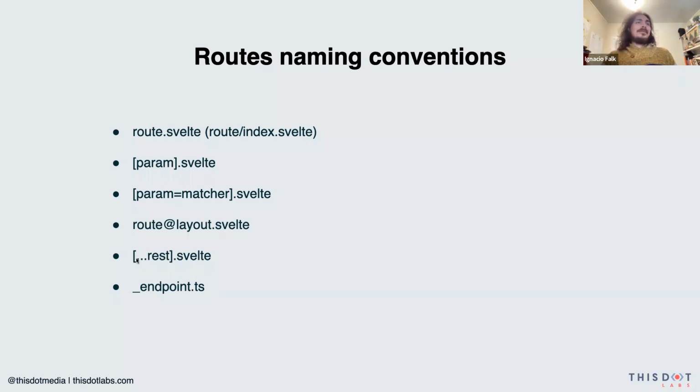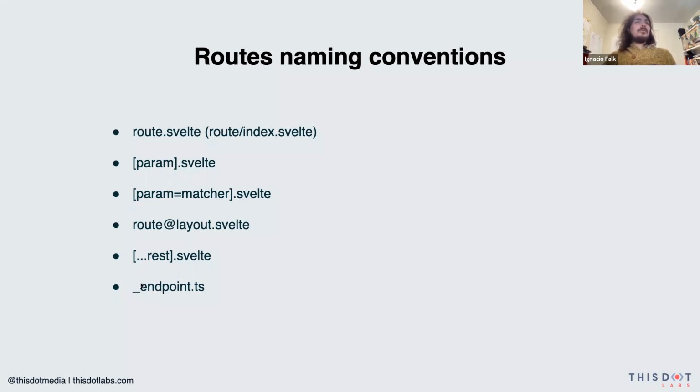Then we have these rest parameters, which means handle all the routes that have at least one parameter and get me the whole path. And the parameter that you can get from this is the whole route after this rest route. So it's not just going to be called when you have one parameter. It's going to be called when you have any number of unknown parameters.